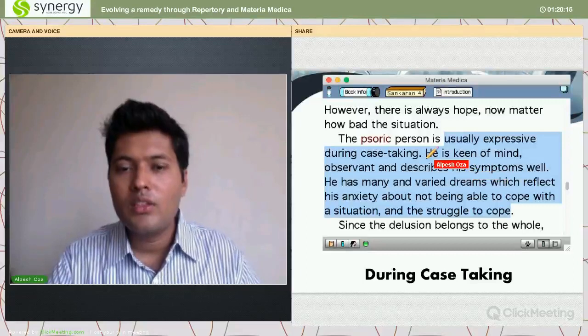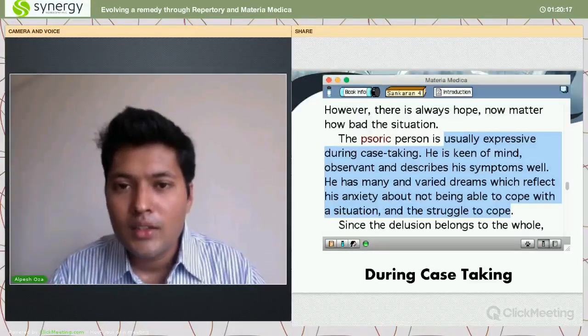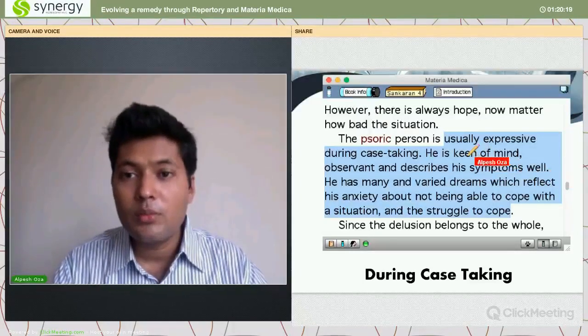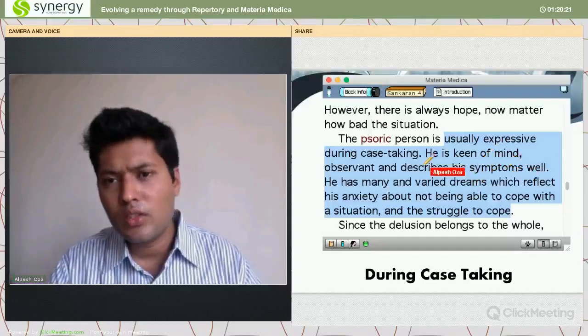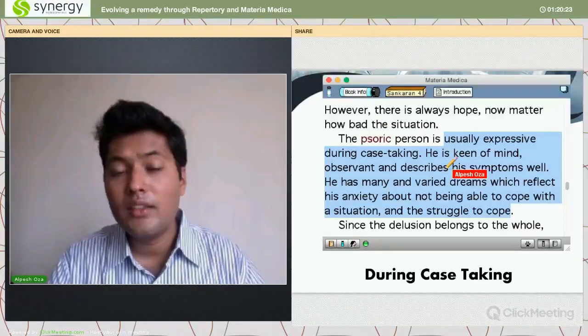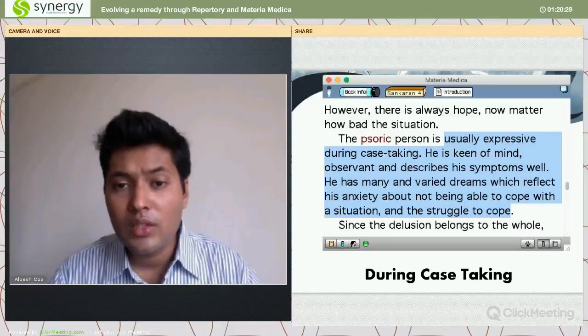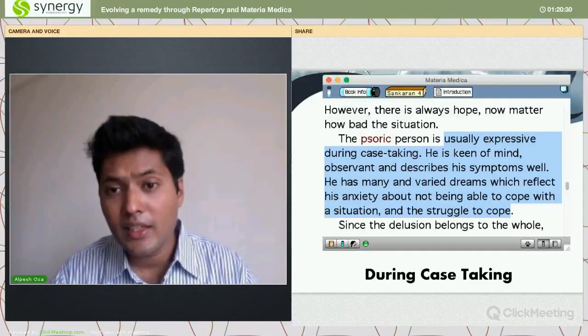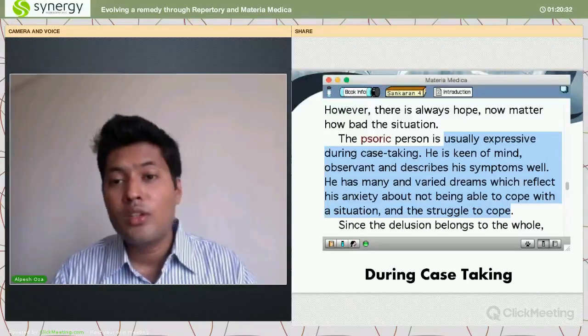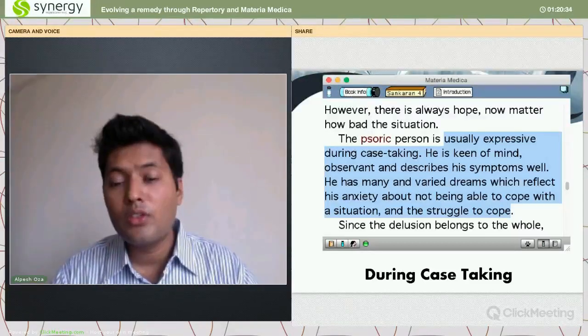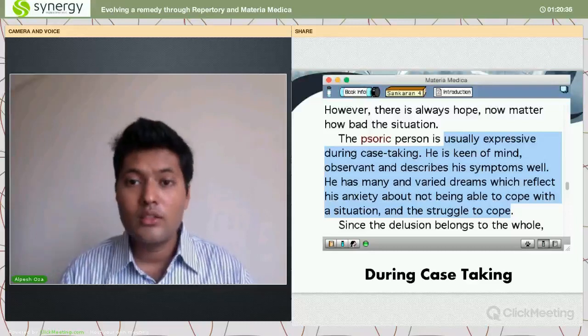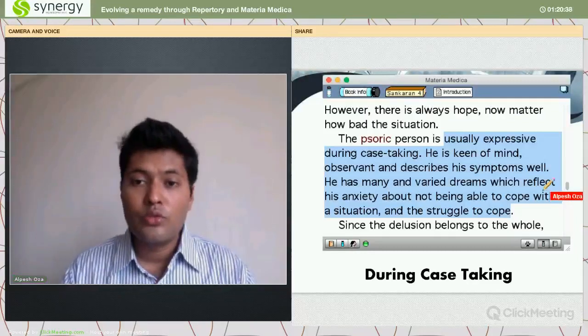So as given in case taking, the psoric persons are basically very keen, mentally observant, and they describe the symptoms very well. They may have dreams which reflect their anxiety about not being able to cope with a particular situation and the struggle they have to make to cope with that.